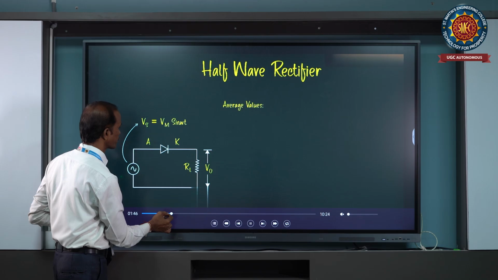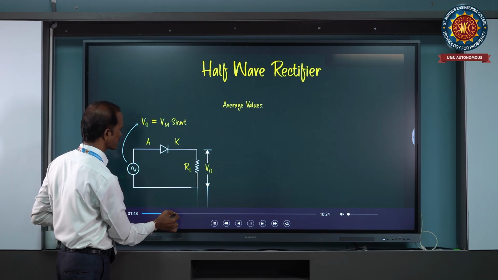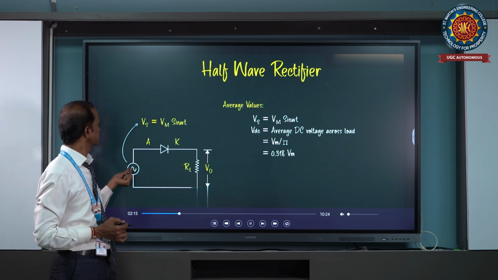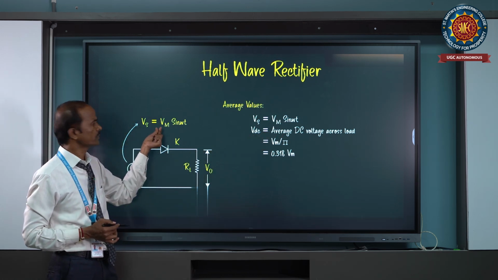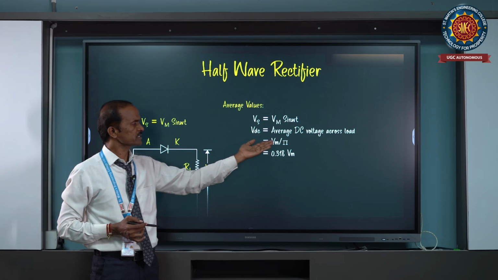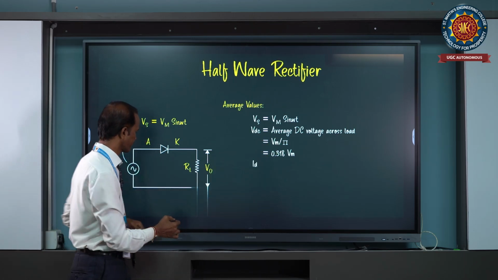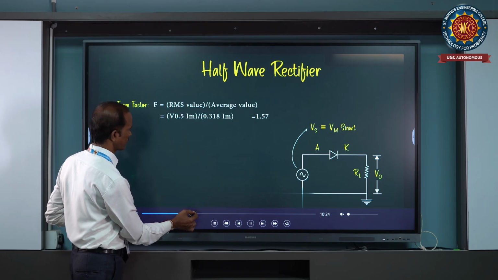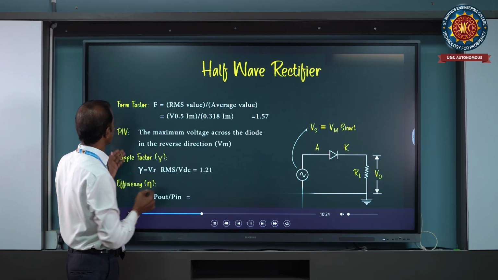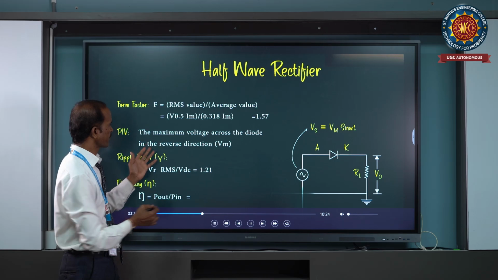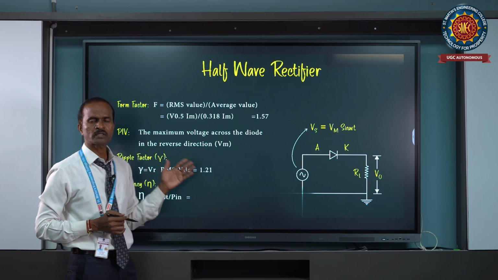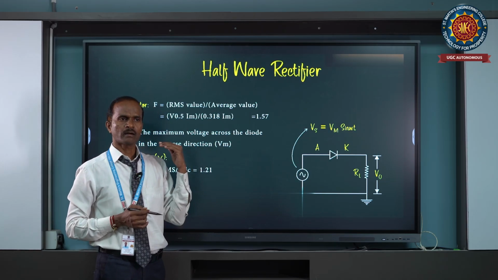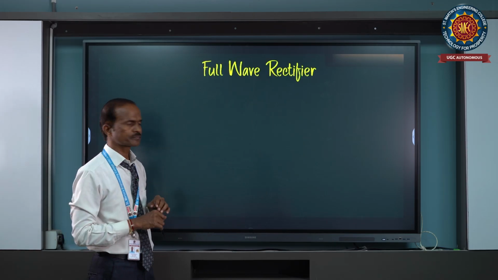So we have already seen the average values. Vs is equal to Vm sin omega t, that is the input voltage. Vdc we know, that is Vm by pi. Next, peak inverse voltage. What is the peak inverse voltage? Peak inverse voltage is the maximum reverse voltage that a device can withstand.